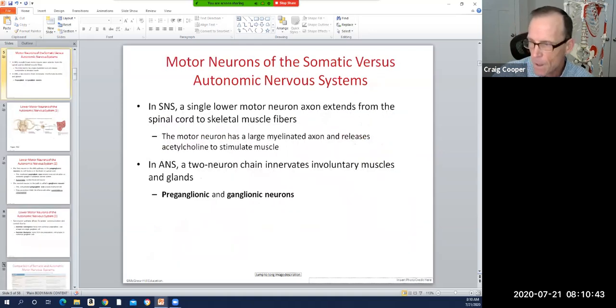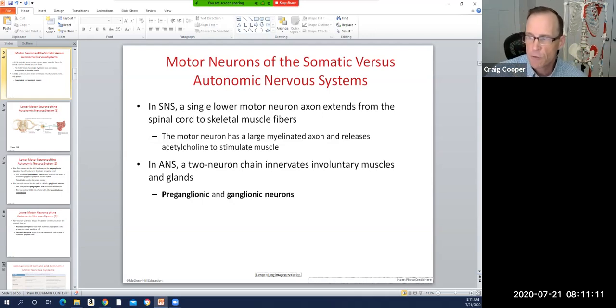And again, in the somatic nervous system, there is a single motor neuron. In the autonomic nervous system, we're going to have 2 motor neurons in that periphery. And so we'll typically refer to those 2 neurons. The first one, inside the spinal cord, sending its axon out the spinal nerve, is going to be the preganglionic neuron. And then you're going to have that ganglia.